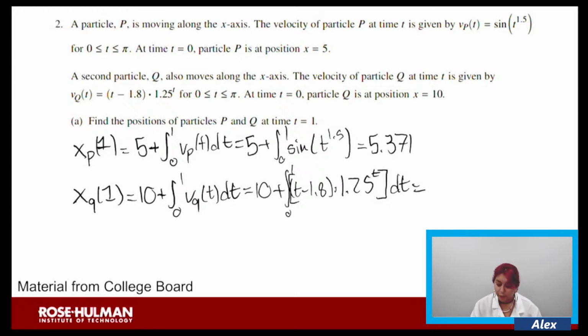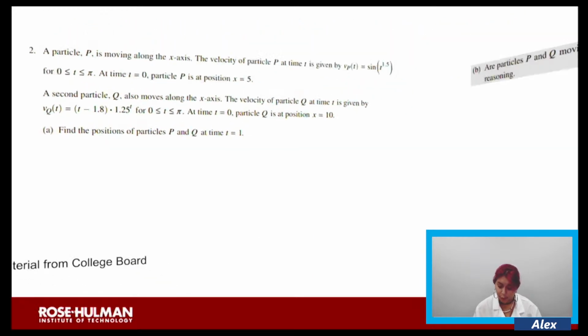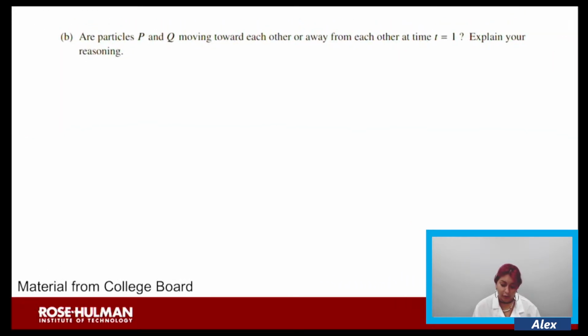Anyway, so if we go back to this, then you can plug this exact equation into your calculator and it'll give you an answer of about 8.564. And that's it for part A of this question. For part B, are particles P and Q moving toward each other or away from each other at time t equals 1? Explain your reasoning.